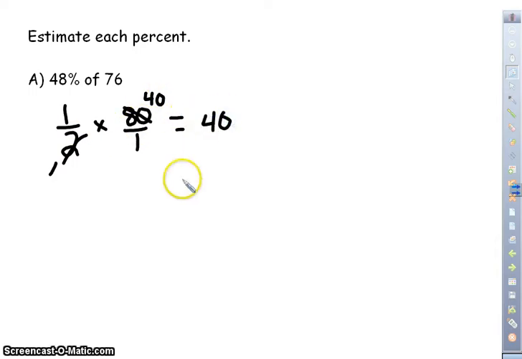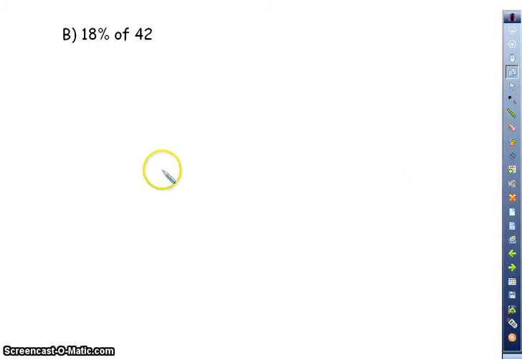Okay, so that is your answer. Again, we're estimating. So about 50% of 76, or of 80, is 40. If you have questions on this, please make note and we'll review it more tomorrow. What I want you to do is hit pause, go ahead and estimate this number, and then I'll come back.